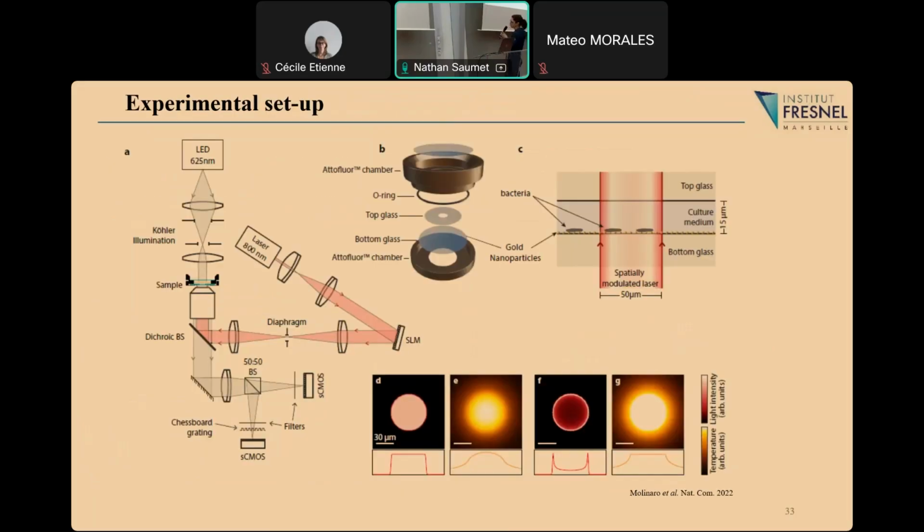So we had to change the setup here and design another observation cell with a top glass with a hole. And all the experiments that I will show after will be performed close to the hole in order to have oxygen diffuse inside the bacterial culture.